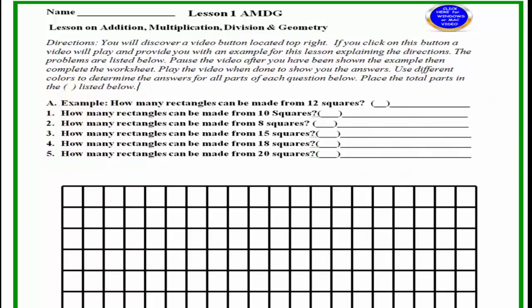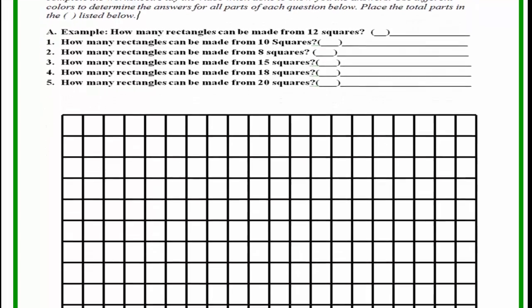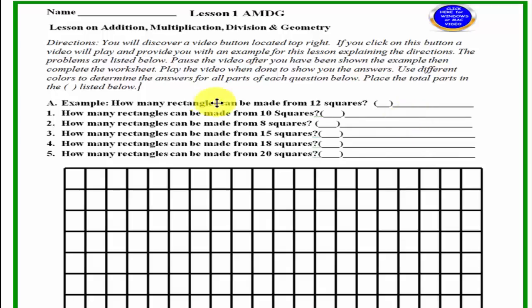Now, what we'd like to do here is give you an example of what we're talking about. In the example it says, how many rectangles can be made from 12 squares? Well, let me put the answer up here first. We're going to say there are 3 rectangles. The first one will be 1 times 12, because we have 12 squares. 3 times 4, that's equal to 12. And 2 times 6, that's equal to 12 also.